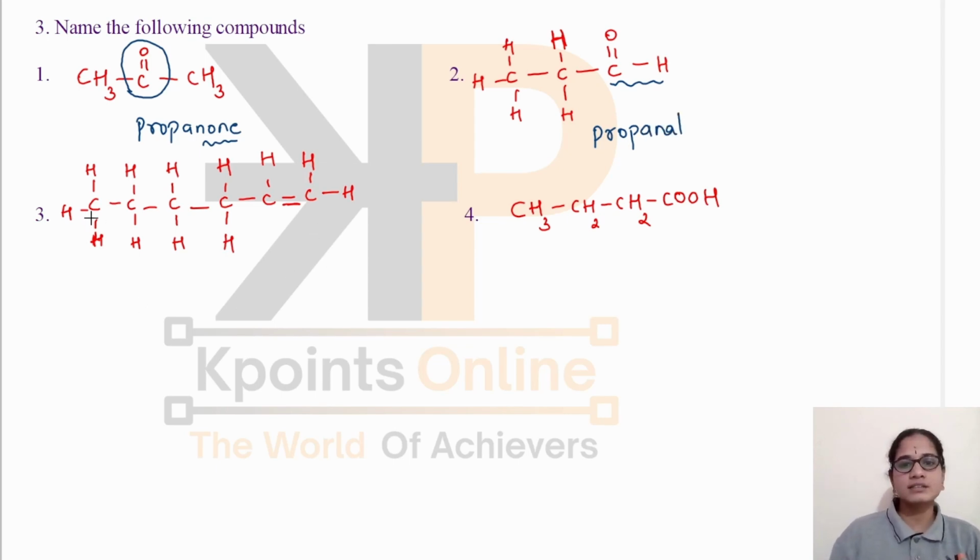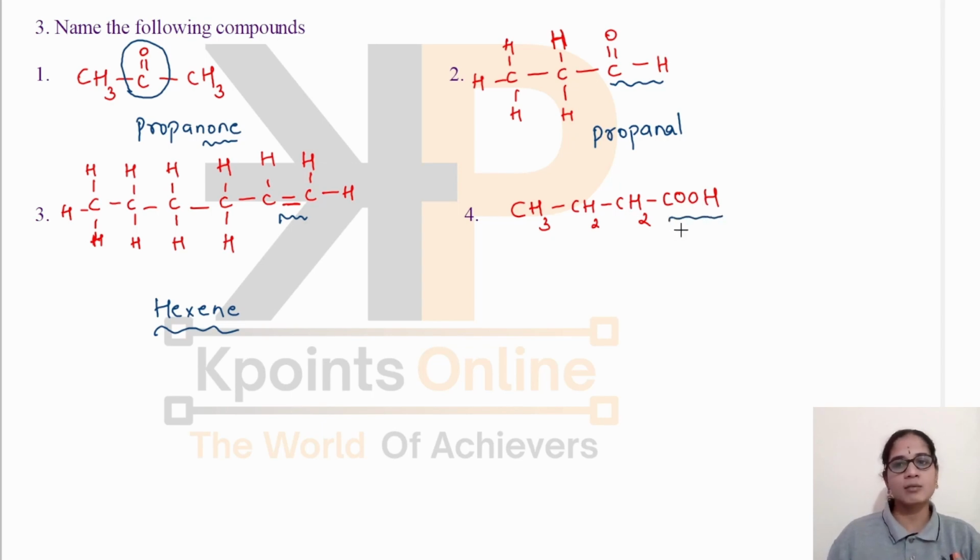Okay. Then see this example. There are 1, 2, 3, 4, 5, 6 carbon atoms here. And which is the functional group here? All the carbon atoms are in single bonds, but here there is a double bond between 2 carbon atoms. So the suffix I should use will be "-ene". The number of carbon atoms is 6, so hexene. This is the name of the compound. As there are 6 carbon atoms, I have written hexene because there is a double bond between 2 carbon atoms. Next, this CH3, CH2, CH2, COOH.